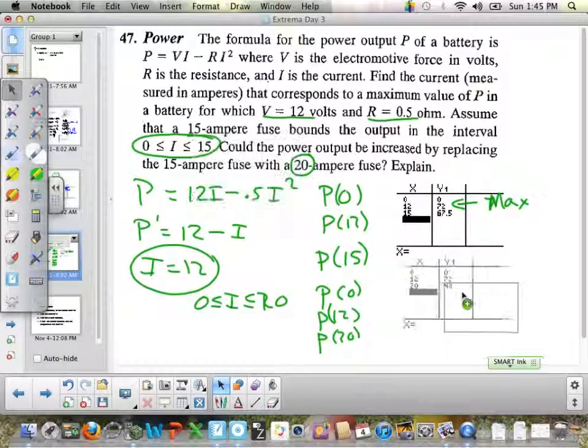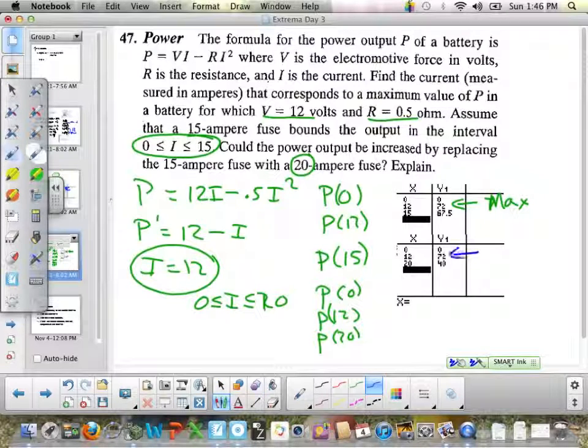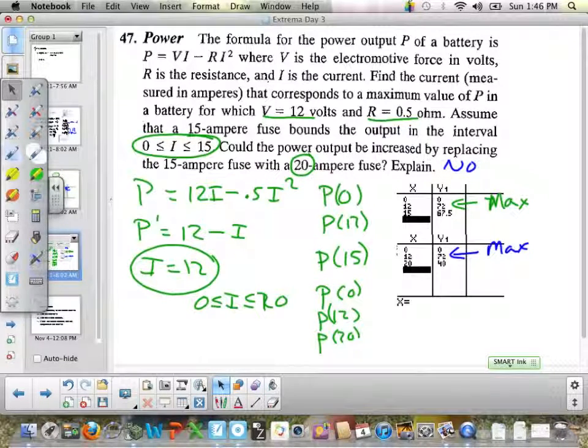And did I increase power by increasing the amps? And the answer is no. My maximum power stayed the same. The maximum is still 72, and it's still at 12. So no, I did not increase the max. The max is still 72.